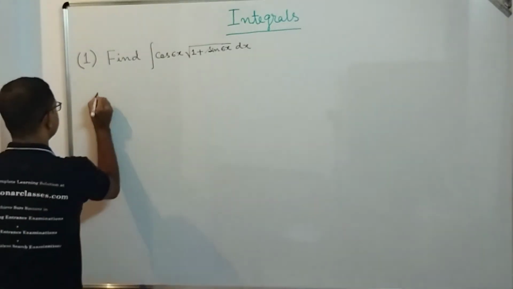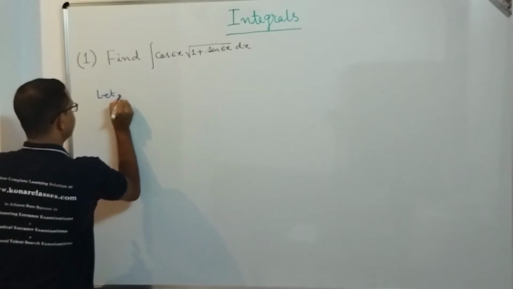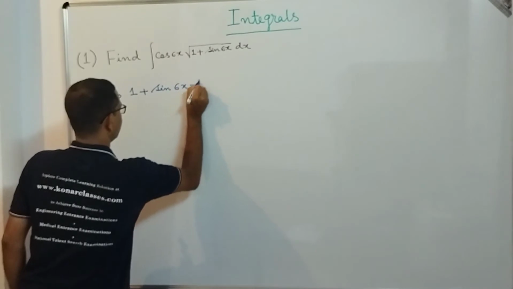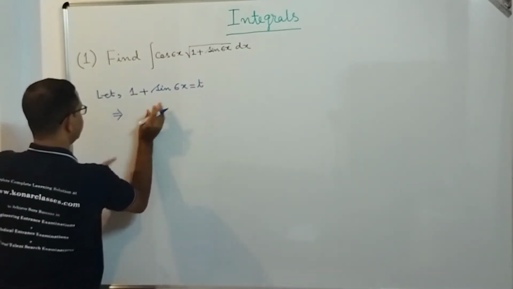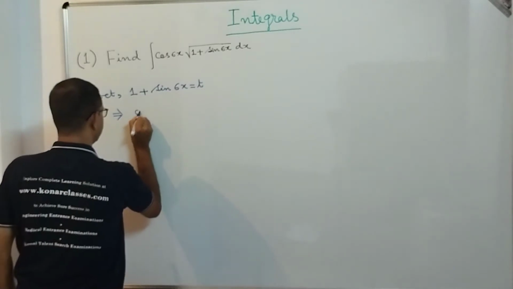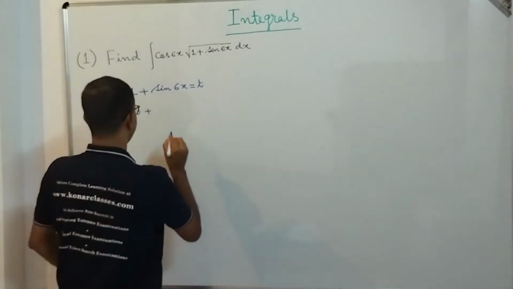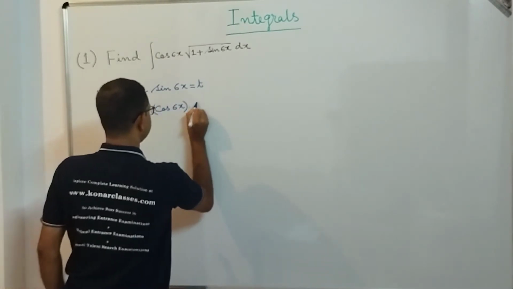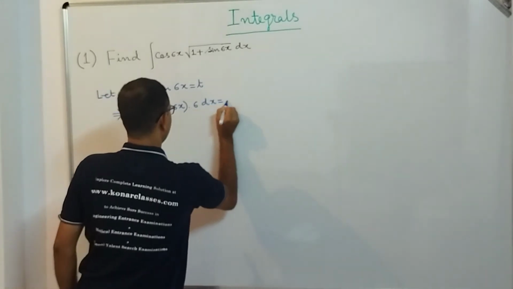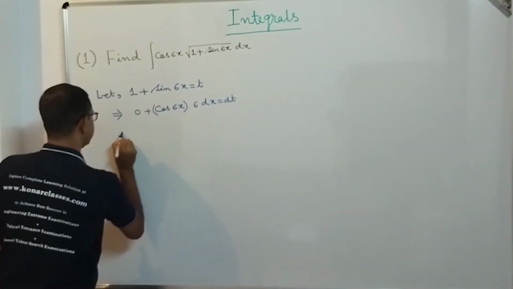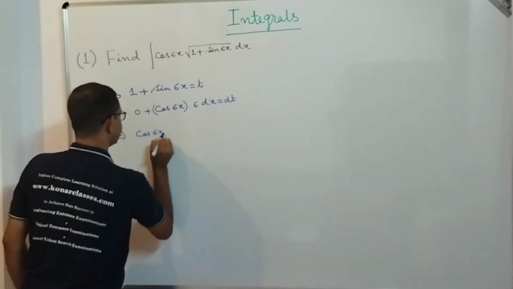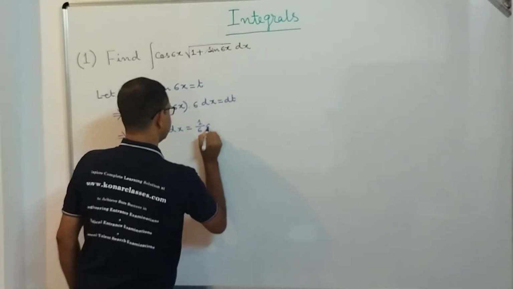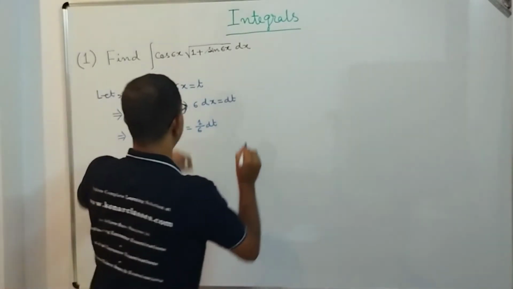So what we should do? Let 1 plus sin 6x be equal to t. This implies if we differentiate 1 plus sin 6x, it is 0 plus the differentiation of sin 6x, which is cos 6x into the differentiation of 6x, which is 6, so 6 cos 6x dx is equal to dt. So what we get here, dear students? We get cos 6x dx is equal to 1 by 6 dt.